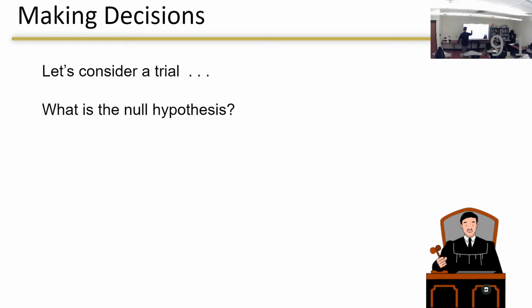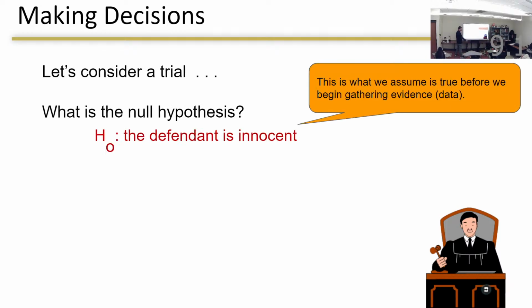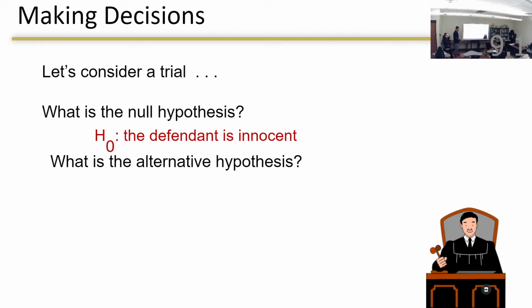Consider a trial. What's the null hypothesis? Ho: the defendant is innocent. We have to assume they're innocent until they're proven guilty. And the Ha is that they are guilty. They gather their evidence. We gather our sample. They come back and they say one of two things. They are guilty or not guilty.